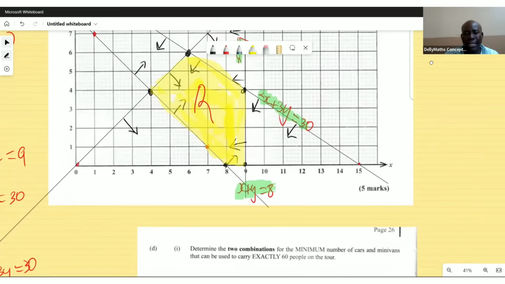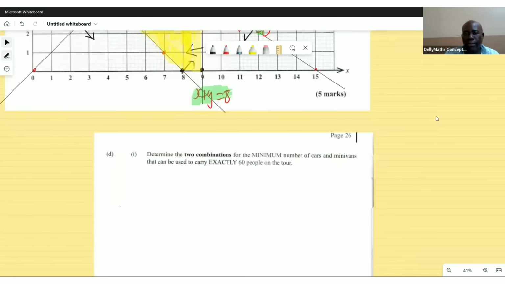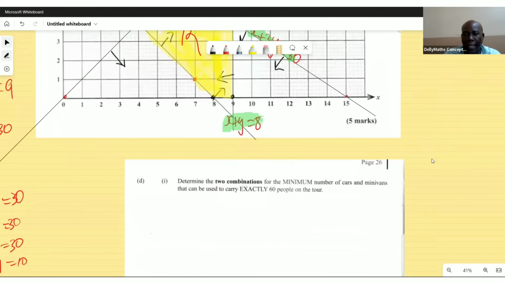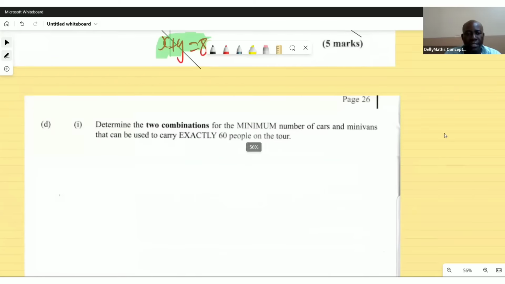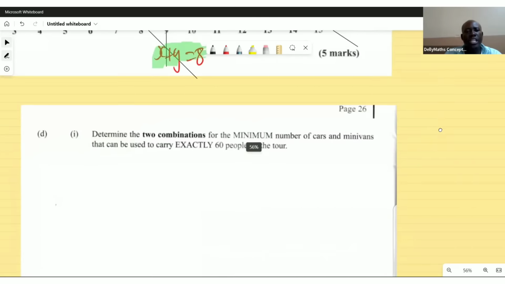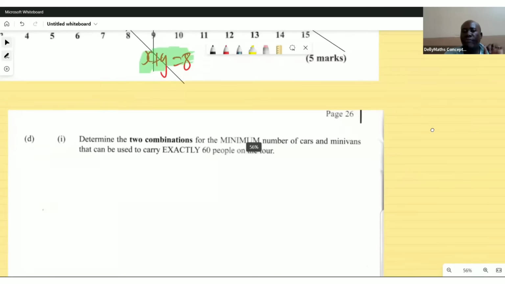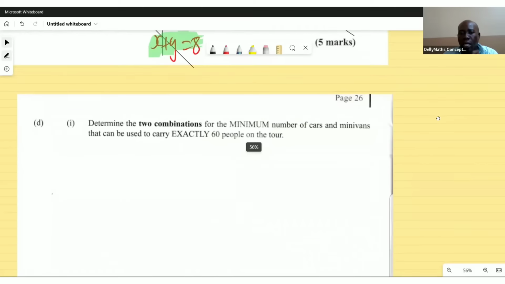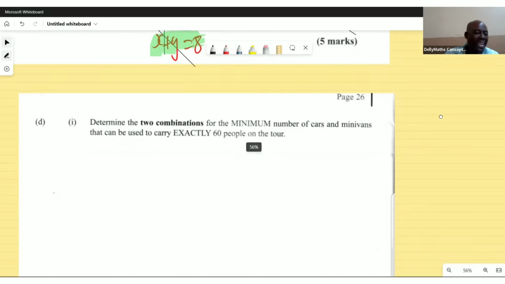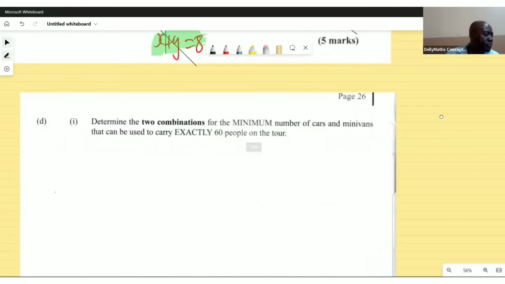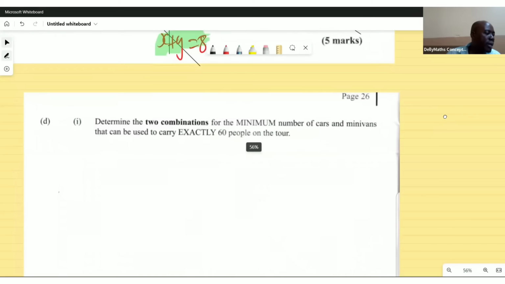We have that. Let's see the next question that follows. We might have to go back to look, depending. So let's see what the question is. It says, determine the combination for the minimum number of cars and minivans that can be used to carry exactly 60 people. We want to know that combination that can carry exactly 60 people.